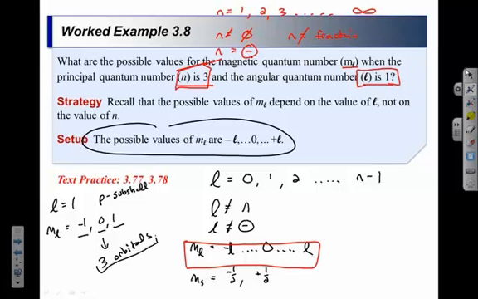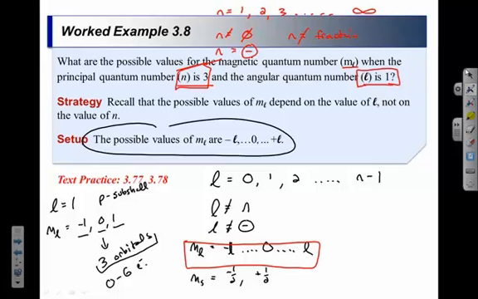And when I know there are 3 orbitals, how many total electrons could there be? Anywhere from 0 to 6 electrons can fit in that subshell. 2 in each orbital is the maximum. Okay, questions about that?